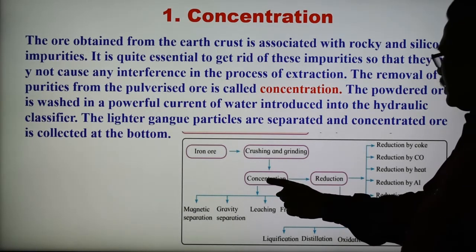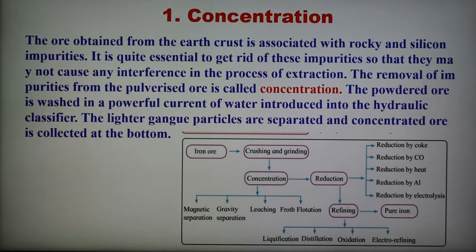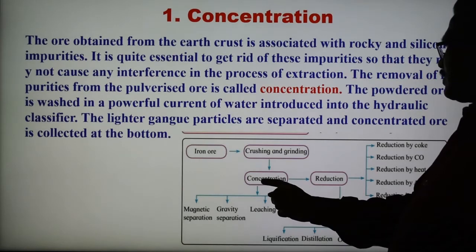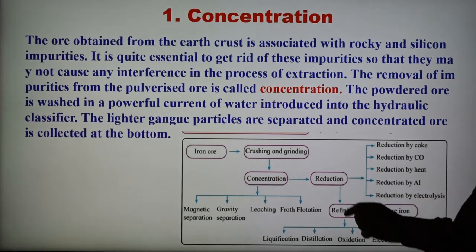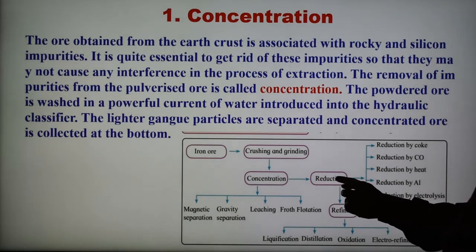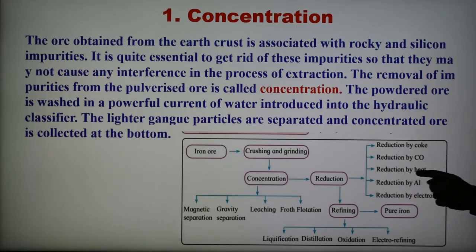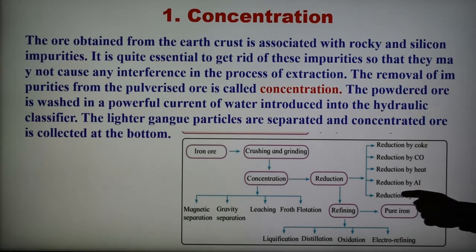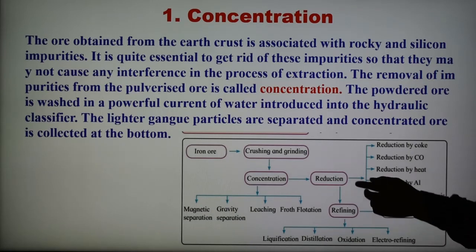And for concentration, what are the different methods? Magnetic separation, gravity separation, leaching, and the flotation process. Concentration is to remove the impurities. And after concentration, what is the next step? Reduction, also known as roasting. So here reduction or roasting is the next step. And for reduction or roasting, there are different methods: reduction by coke, by carbon monoxide, by heat, by aluminium, by electrolysis. Any one of these we can use.